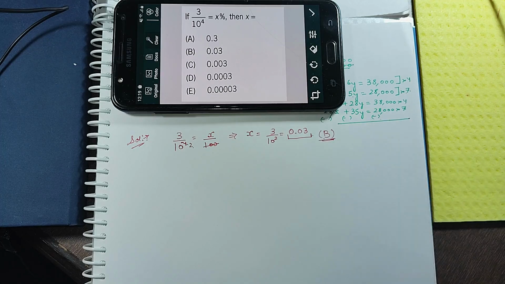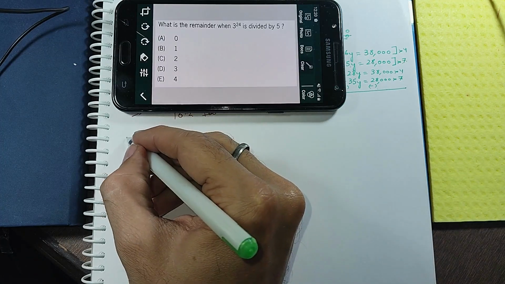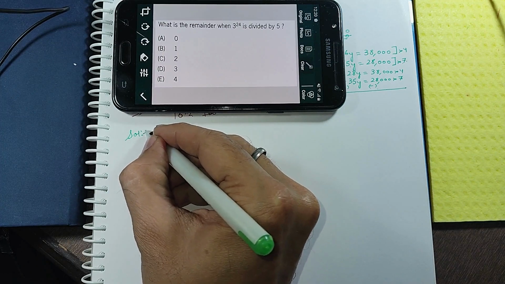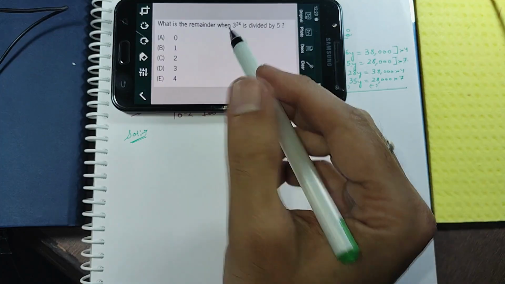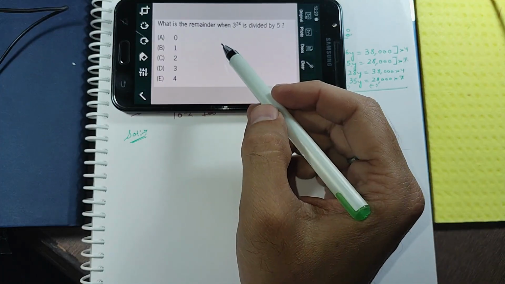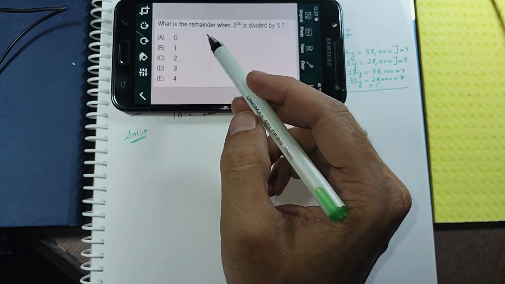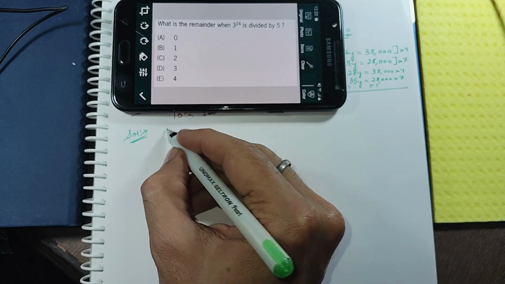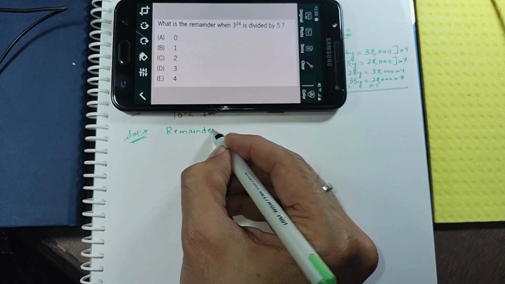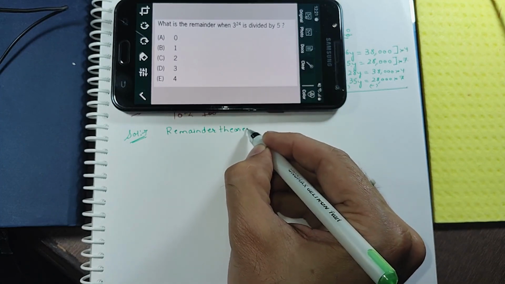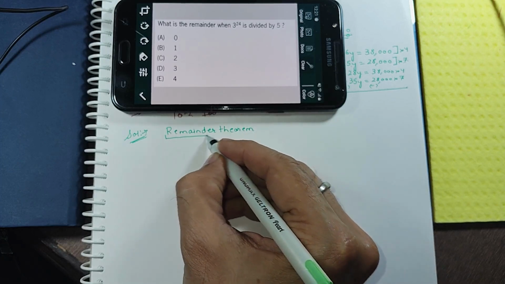So fairly easy question. What is the remainder when 3 raised to power 24 is divided by 5? If you want deeper concepts of remainder theorem, I have made 2 or 3 videos of more than 50 questions regarding this concept, remainder theorem. So you can watch those videos to have a better understanding of remainder theorem and its concerned questions.